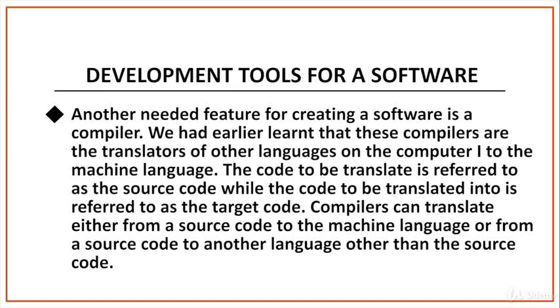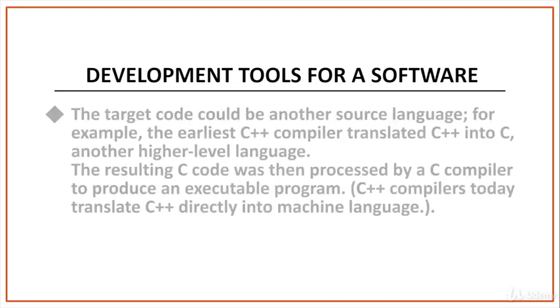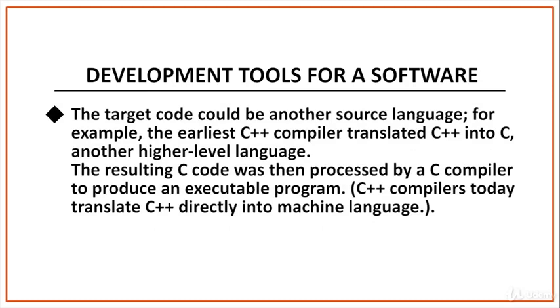Now, we had learned earlier that these compilers are translators of other languages on the computer to the machine language. The code to be translated is referred to as the source code, while the code to be translated into is referred to as the target code. Compilers can translate either from a source code to the machine language or from a source code to another language. For example, the target code could be another source language.